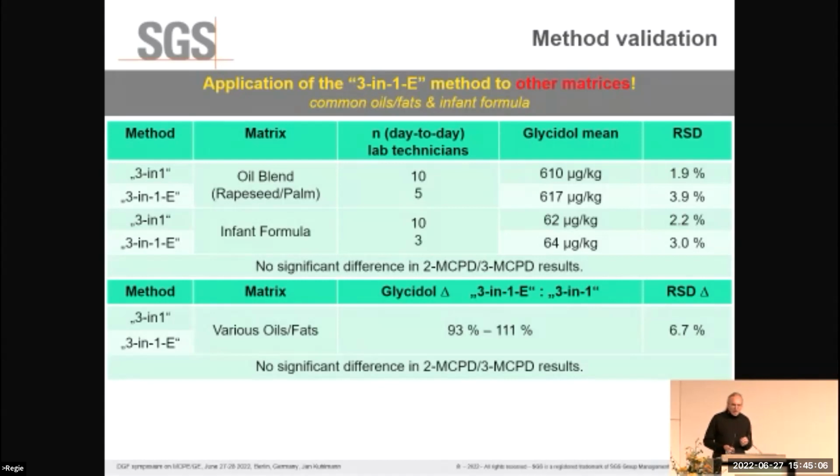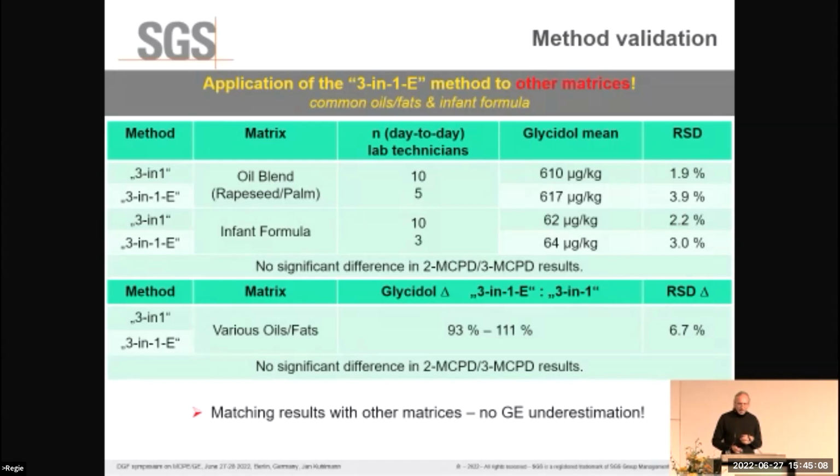It goes for the GE, and here we see a nice comparability, but the important point is you might assume that with the Glycidyl esters in emulsifiers, we always had these very much lower levels applying the new approach. Is there a risk of GE underestimation when applying these methods to oils and fats? But there is not, as the results were matching nicely.